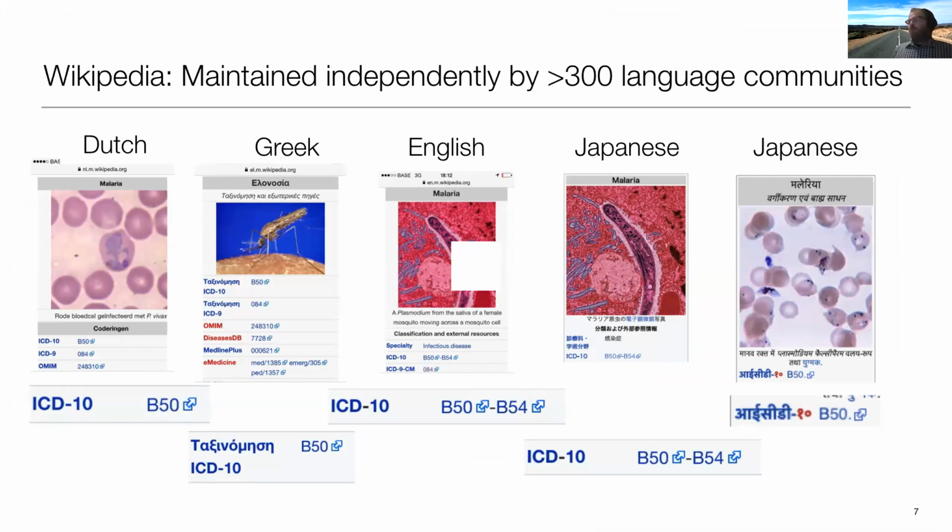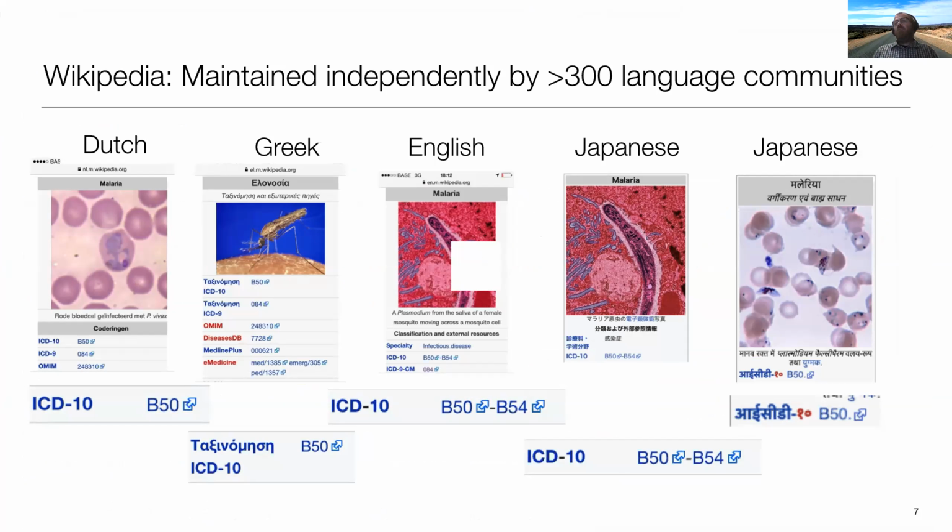Another thing about Wikipedia is it's a large, interconnected, but independently maintained network of 300 language communities. And the information is not evenly distributed over the different language communities, language versions.